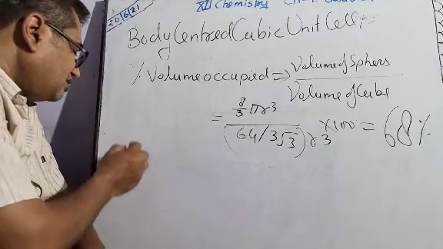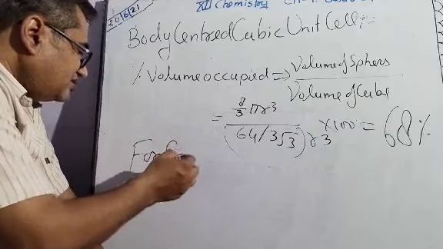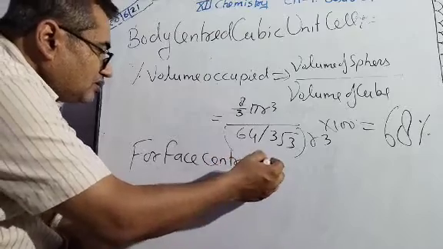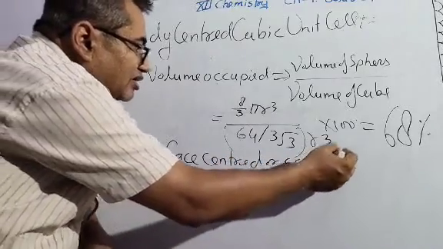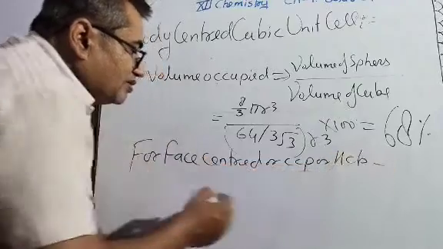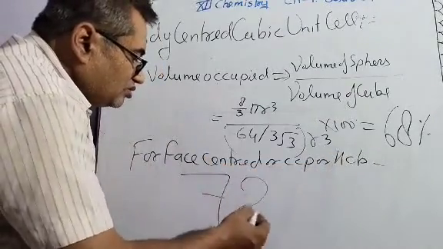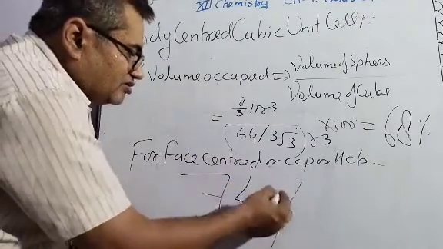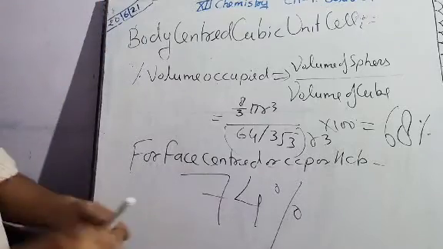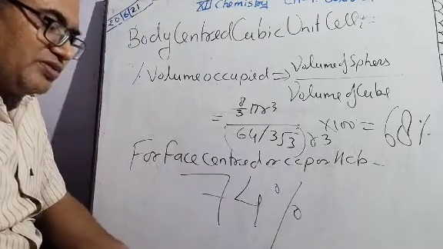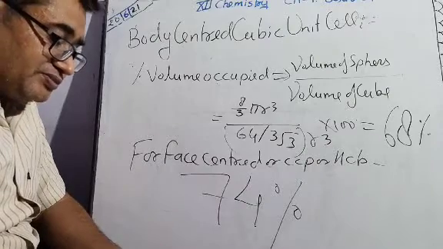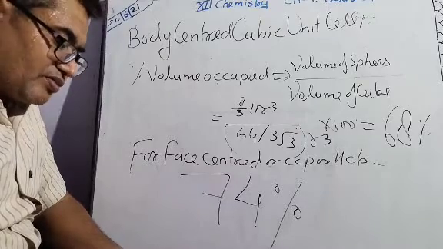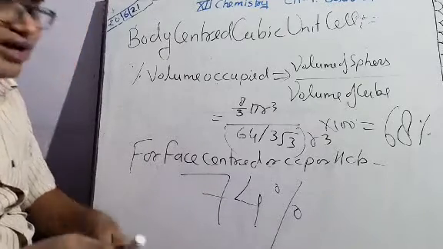For the face centered, CCP or HCP, it will be 74%. No need to find it out because earlier I have discussed these two types of unit cell for packing efficiency. Now, a very important topic: finding out the density of any unit cell.